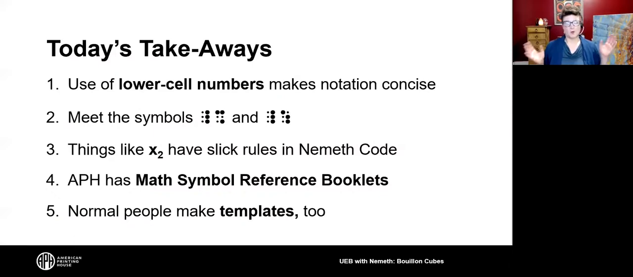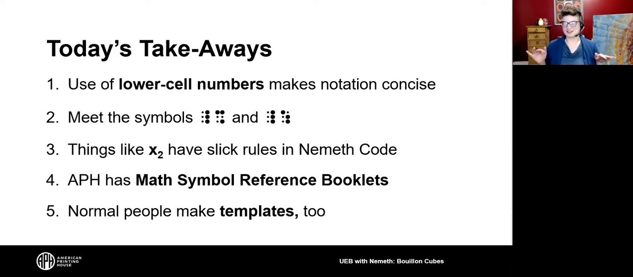That's who I am. What are we doing today? We are going to really appreciate the lower cell numbers of the Nemeth Code and how they help to make notation concise. That is, they let us use fewer Braille cells to communicate concepts. We're going to meet and, like I said, get cozy and familiar with the symbols dots 456, dots 146, and dots 456, dots 156. That's the opening Nemeth Code indicator and the Nemeth Code terminator.